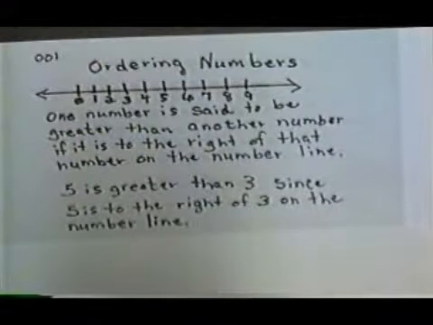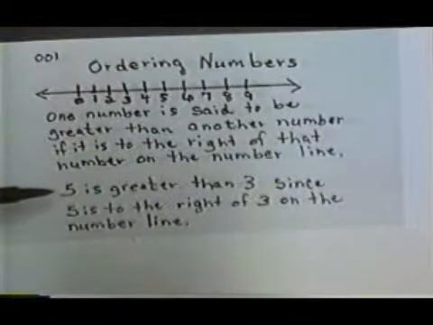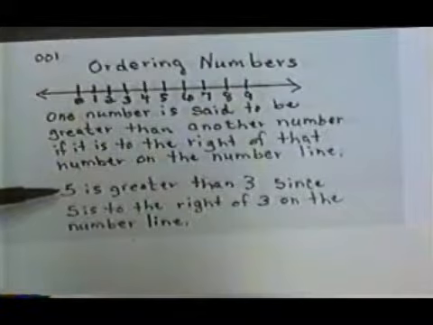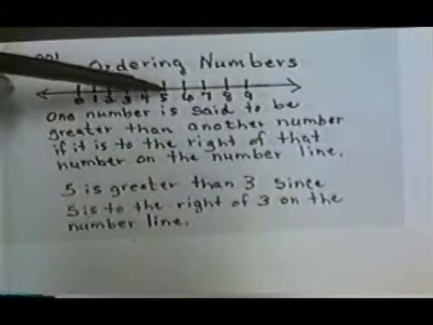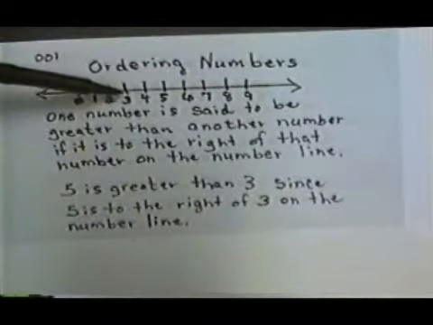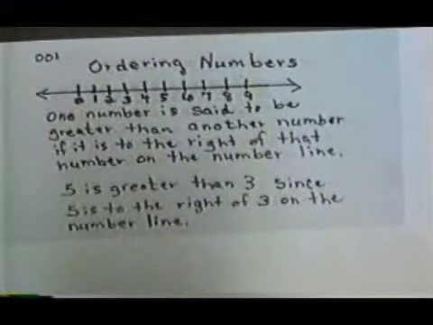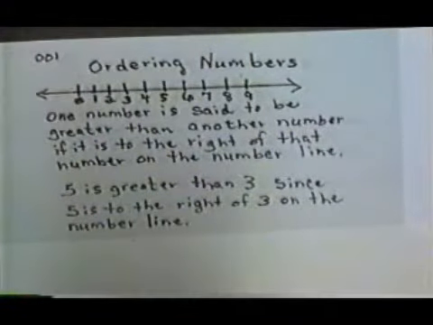For example, we all know that 5 is greater than 3, and by the number line we can also tell that 5 is bigger than 3 because 5 is farther to the right on the number line. The bigger numbers are the ones farther to the right. The smaller numbers are the ones farther to the left.